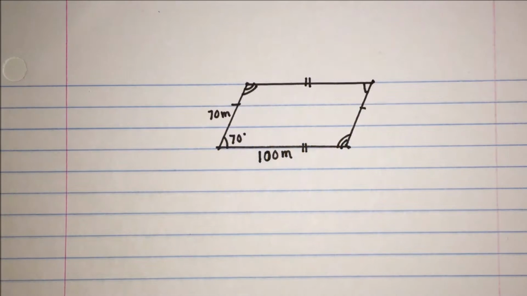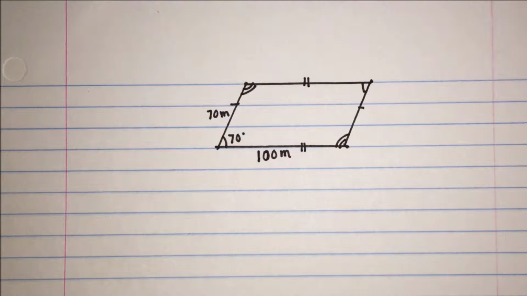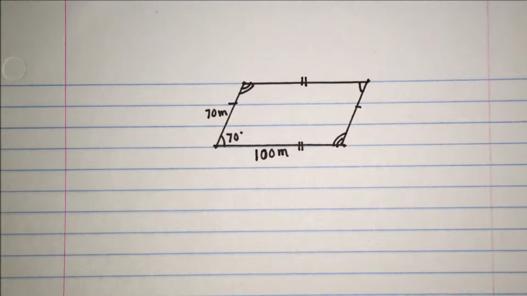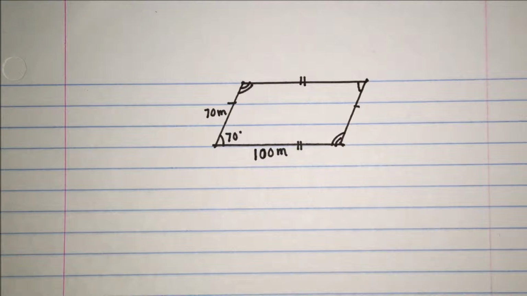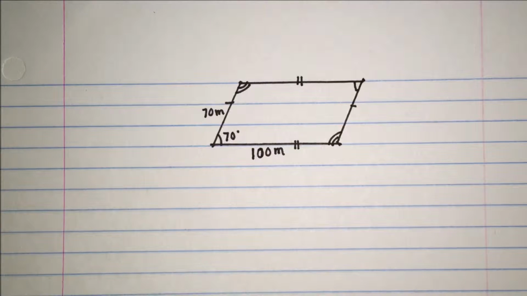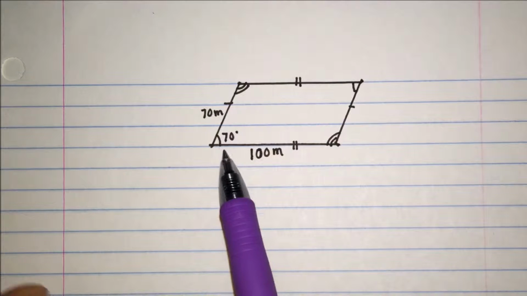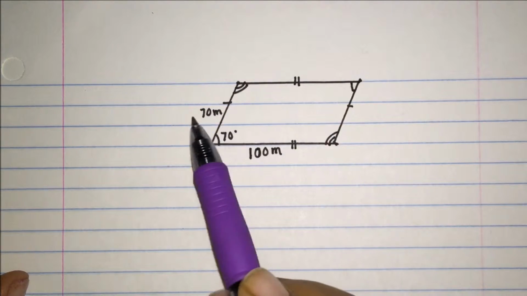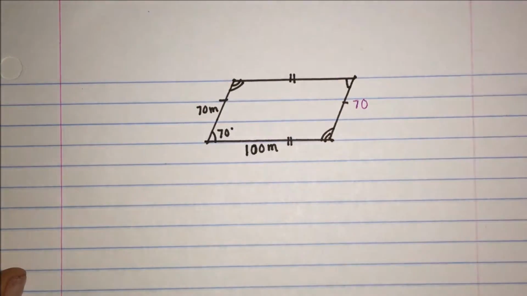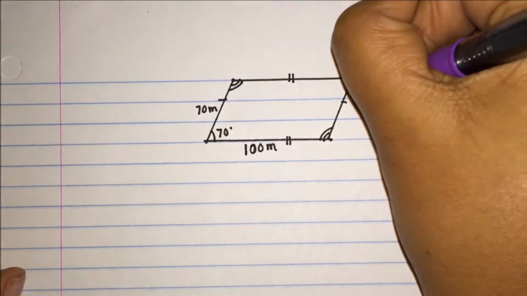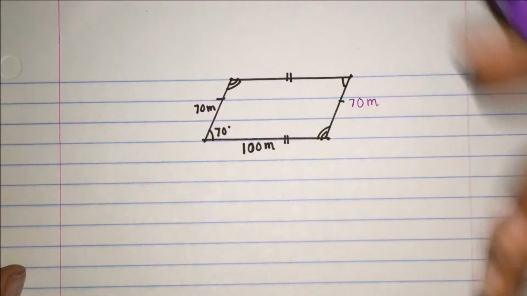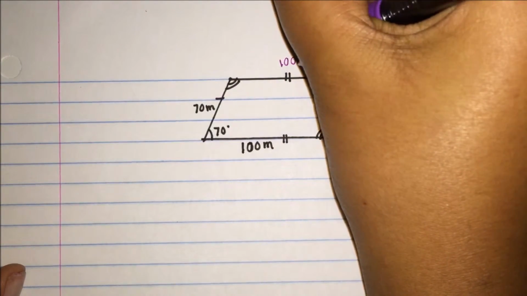So the initial problem doesn't give us much information. It gives us two side lengths and an angle measure. But with our knowledge of parallelograms, we can fill in a little bit more information. First things first, it's a parallelogram, so the sides are parallel to each other. So this side is parallel to this side, so we can fill in that that is also 70 meters. Same thing with this side. This is also 100 meters.